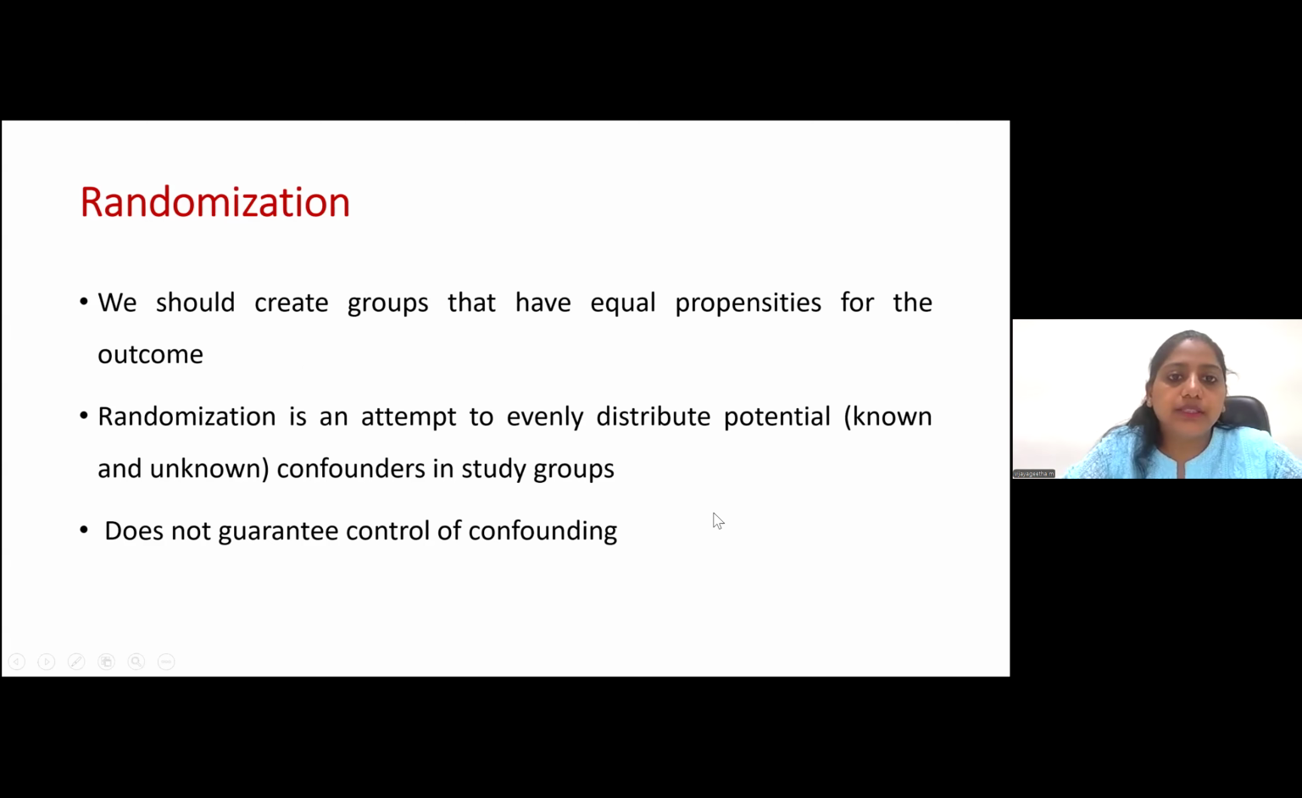So the next one is randomization. So we should create groups that have equal propensities for the outcome. So randomization is an attempt to evenly distribute the potential for known and unknown confounders in study groups, but it does not guarantee control of confounding, right? To a certain extent, it is possible. Then again, we have to do an analysis and check whether the groups were very similar in terms of their characteristics or not using certain tests of significance. Then we will be able to know with hypothesis testing.